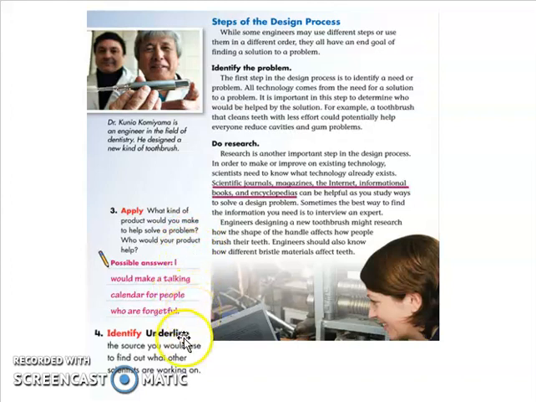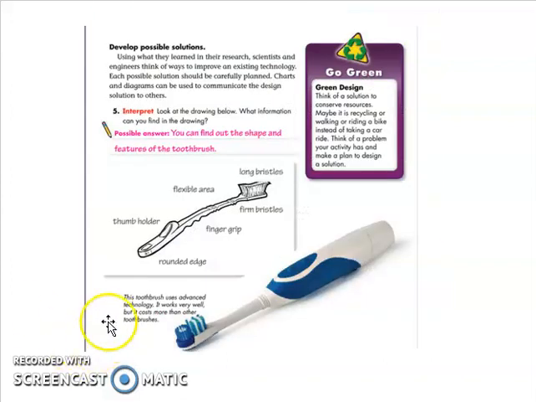Okay. And number 4, identify, underline the source you would use to find out what scientists are working on. So journals, magazines, internet, and informational books and encyclopedia could help us to do research. Let's proceed to the next slide.